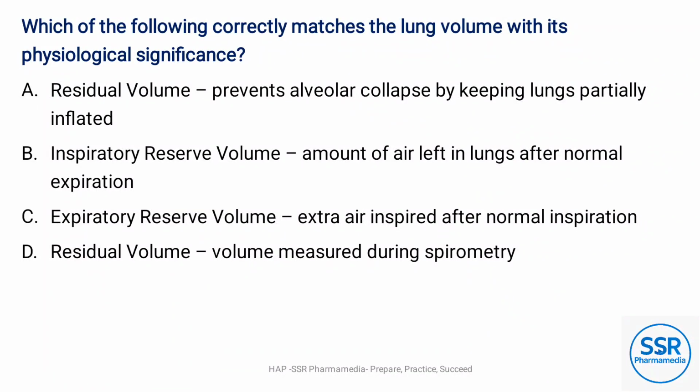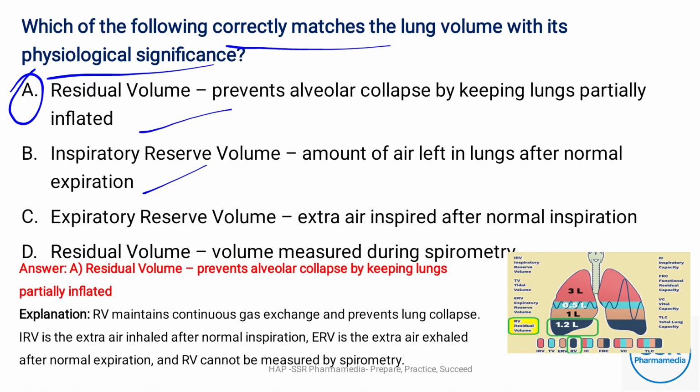Next, which of the following correctly matches the lung volume with its physiological significance? Option A, residual volume: prevents alveolar collapse by keeping lungs partially inflated. Option B, inspiratory reserve volume: amount of air left in the lungs after normal expiration. Option C, expiratory reserve volume: extra air inspired after normal inspiration. Option D, residual volume: the volume measured during spirometry. So option A is the answer.